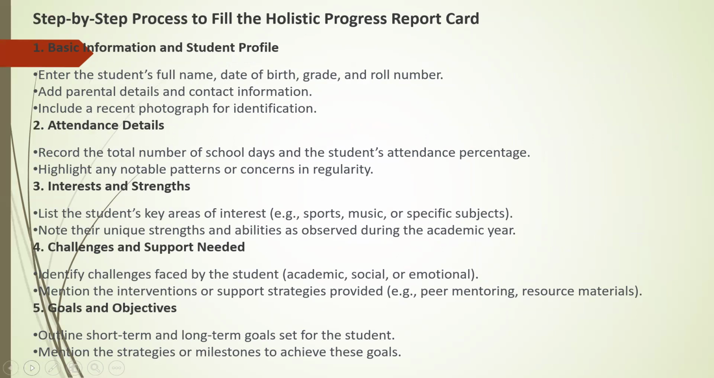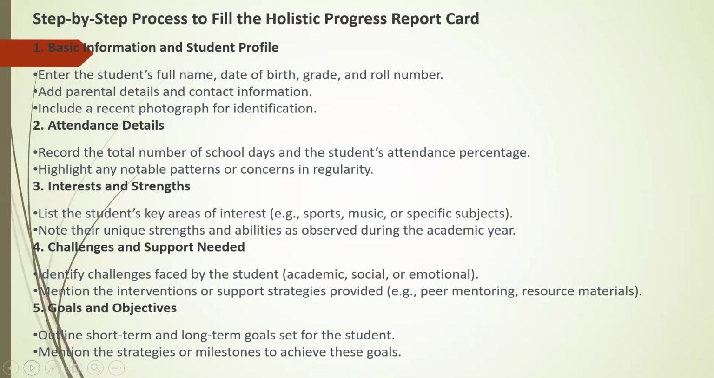Step-by-step process to fill the holistic progress report card. Basic information in the student profile. You have to fill this one: student's full name, date of birth, grade, roll numbers. Include a recent photograph for identification, parental details, contact information. Second is the attendance details. Highlight any notable patterns or concerns in regularity. Third is interest and strengths.